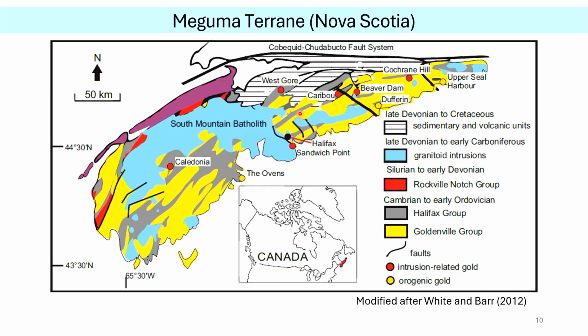And then outside of Superior, most of the samples came from the Meguma terrane in Nova Scotia. So just like the Abitibi, we have a mixture of intrusion-related and orogenic gold settings. The one porphyry copper deposit we looked at is on Cape Breton Island that doesn't plot on here, but that's Coxite.